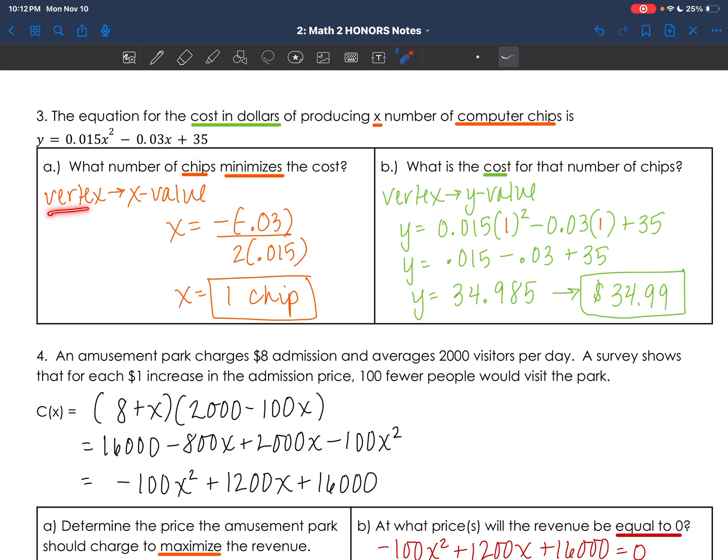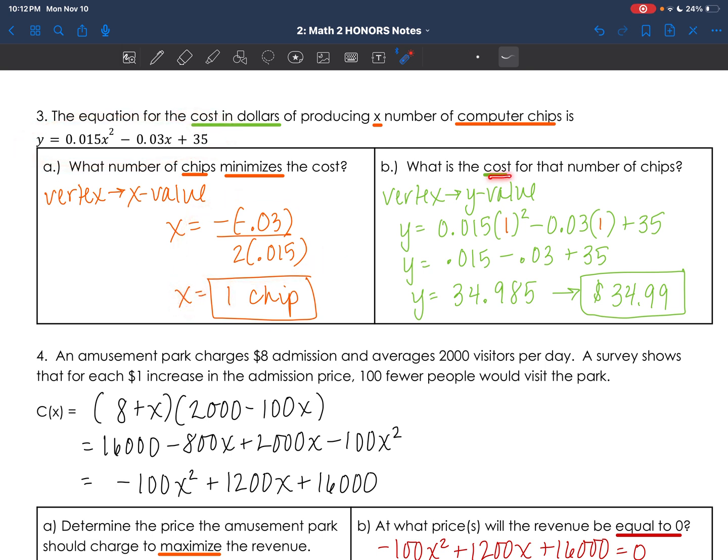So I know your X are your chips. All right, so here we're looking for minimizes. It's still the vertex, but it just means it's going to be down, or it's going to be a minimum. So you're still looking for your vertex, just the X value. So you'd plug in all the information, and then you get 1 X equals 1 chip.